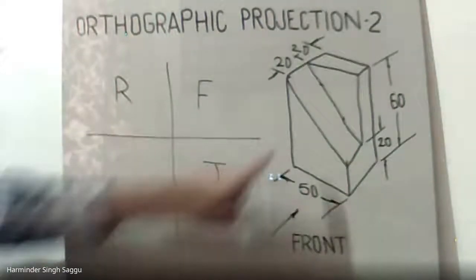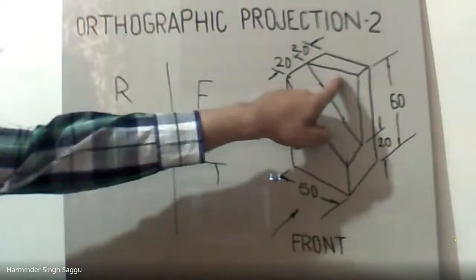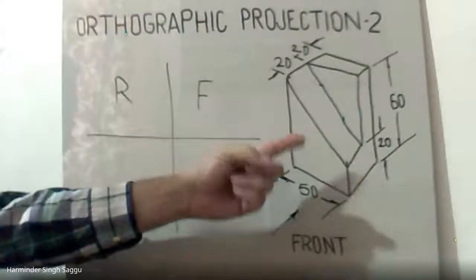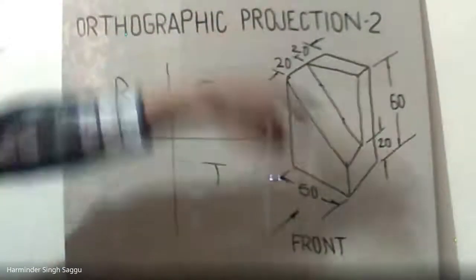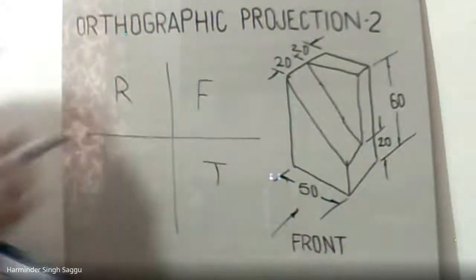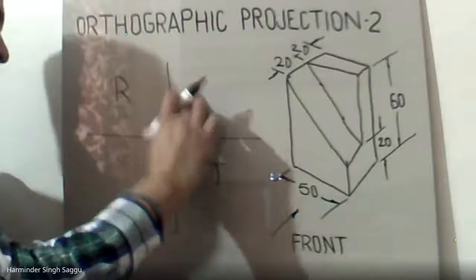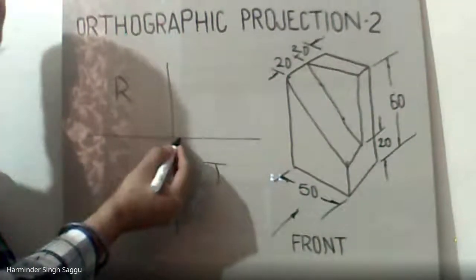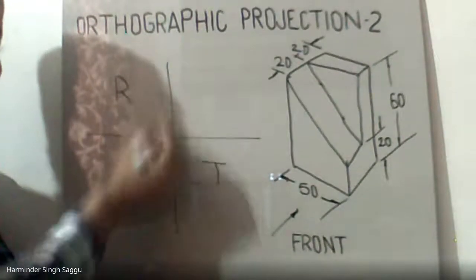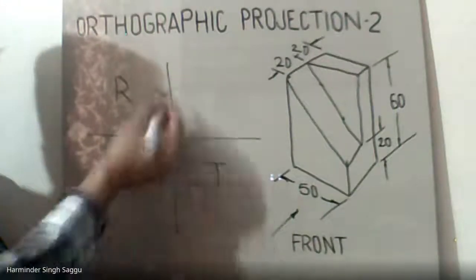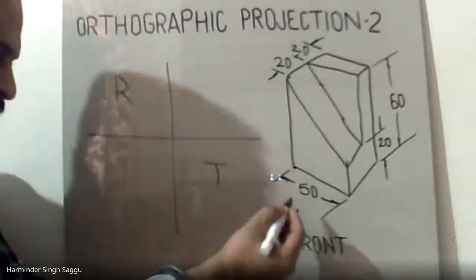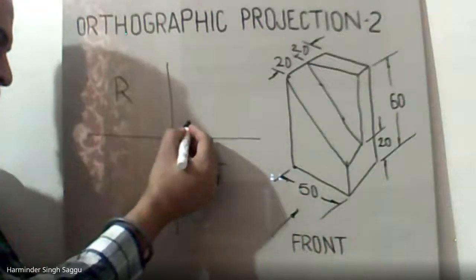From the front, you will see this surface and this surface, only two surfaces. This is not visible. This and this only will be visible from top and right side. So first you have to draw the front view. For the front view, for symmetry, 15 mm above and 15 mm in front of this line. Put a point here, 15 and 15. So this point is this one point.